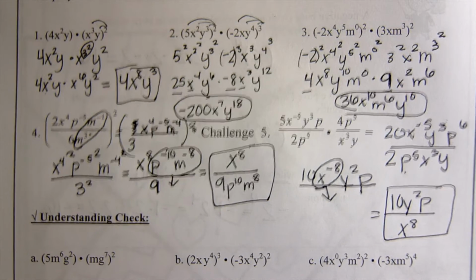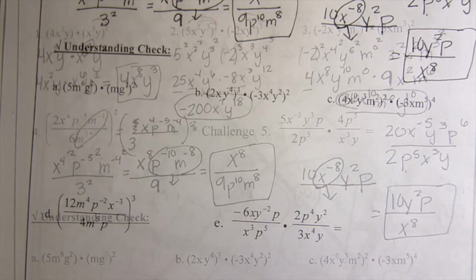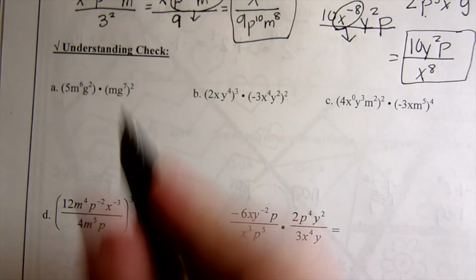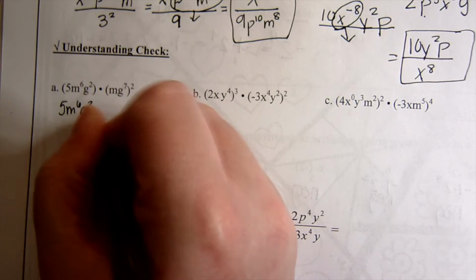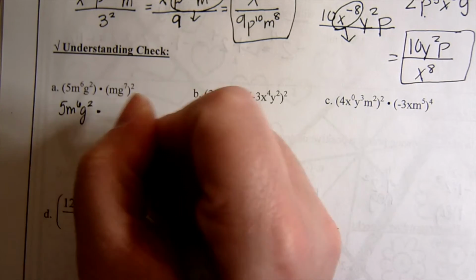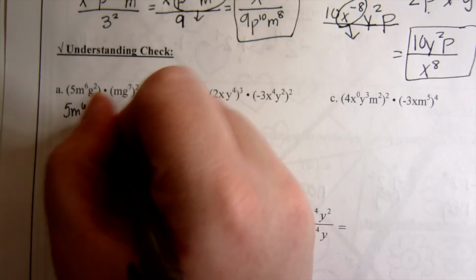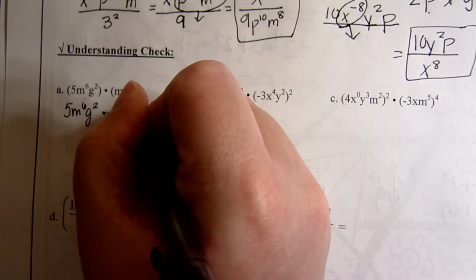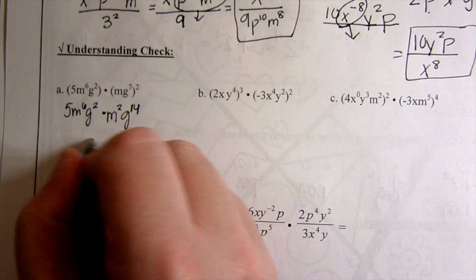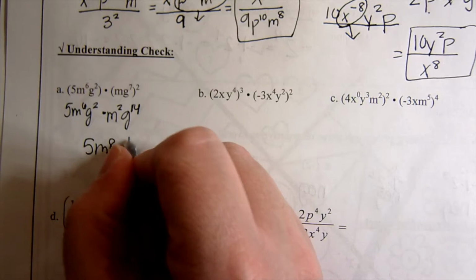Any questions about these? Alright, start the understanding check. So you leave that first set of parentheses exactly as it is because there was no exponent on the outside. What does the second set turn into? M squared g to the 14th. And then we combine, so I'm going to have 5m to what power? 8. Good.